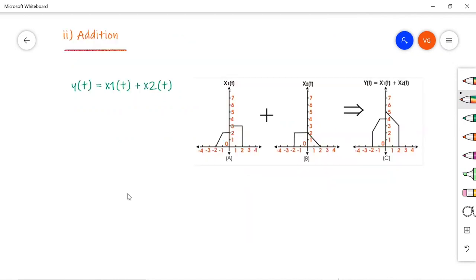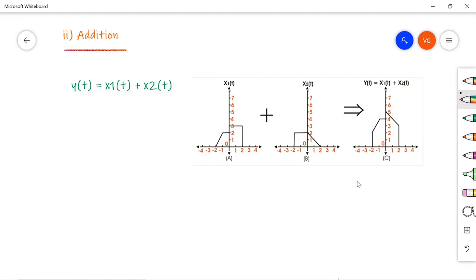And the second operation is addition. Let us consider two signals x1 of t and x2 of t. Perform normal addition, then we'll get the resultant signal as y of t. Now we'll see how to add two signals with one example here. Let us consider x1 of t, some signal that is given. x2 of t is some other signal. If you add these two signals, we'll see how we get the third signal.